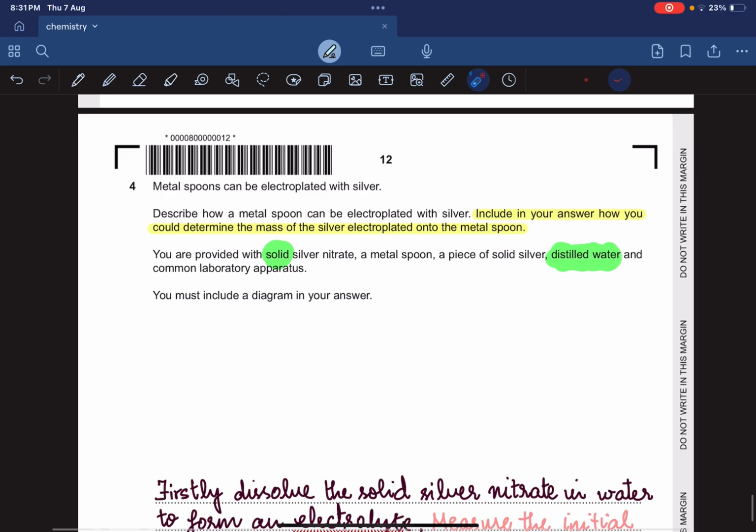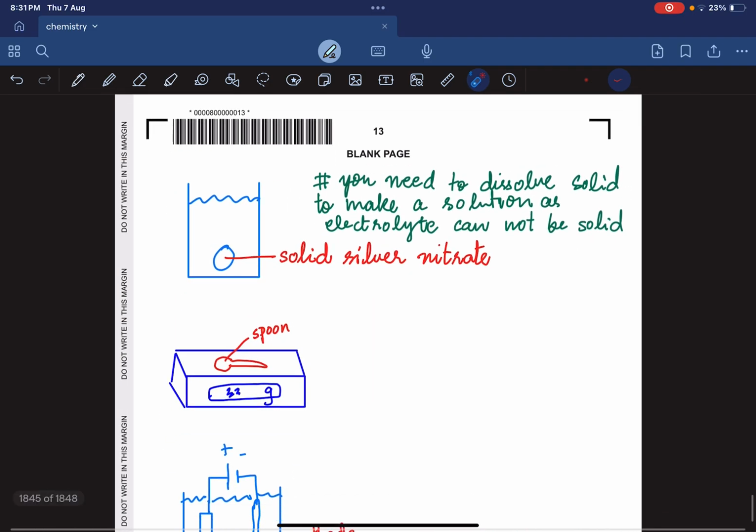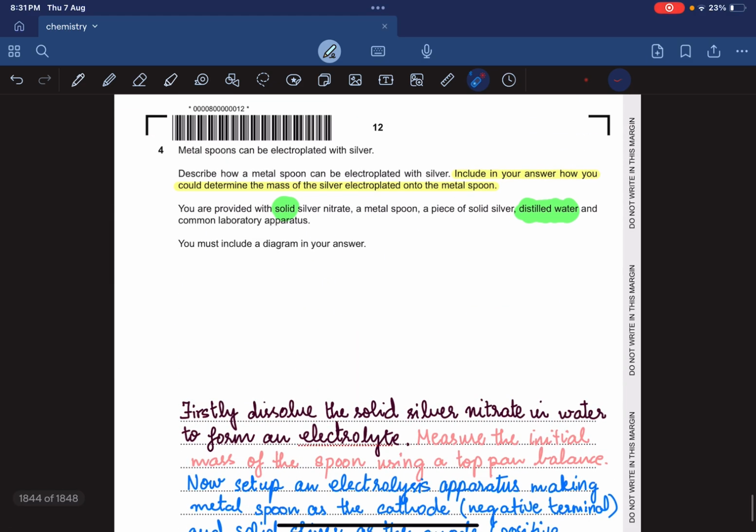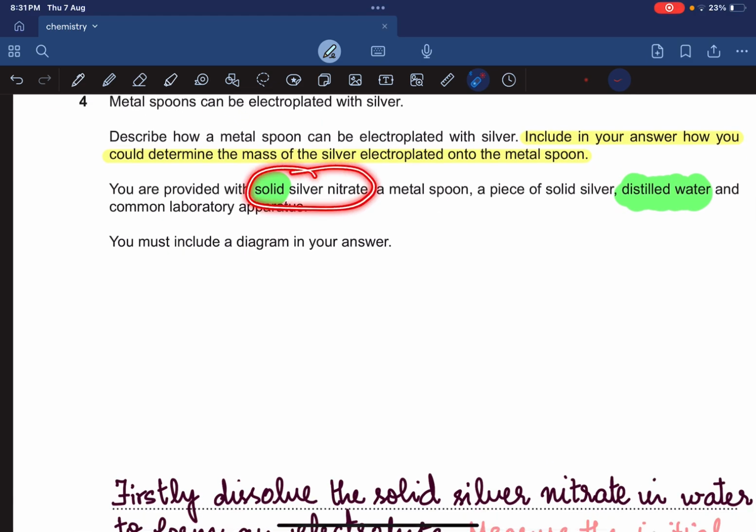So firstly, I believe that for questions like this, the biggest thing is that you draw it stepwise, like I have drawn it over here. So what we're going to do is that we had solid silver nitrate. We have to make an electrolyte out of it. Why an electrolyte? Because the metal spoon has to be plated with this piece of silver. We have silver, we have metal spoon, and now we need an electrolyte. Electrolyte is basically the solution in which we're going to conduct the electrolysis, and obviously it has to contain ions. It cannot be a solid. So what we're going to do is dissolve the solid in distilled water.